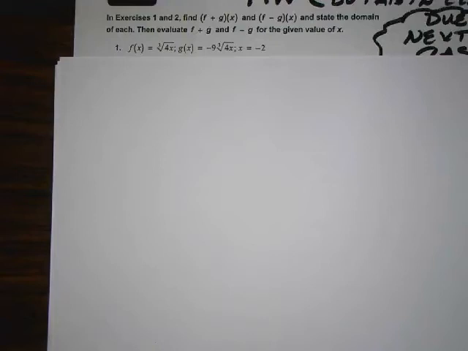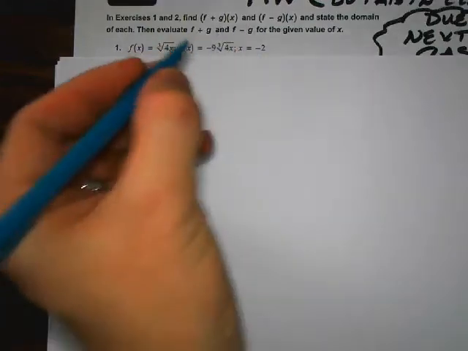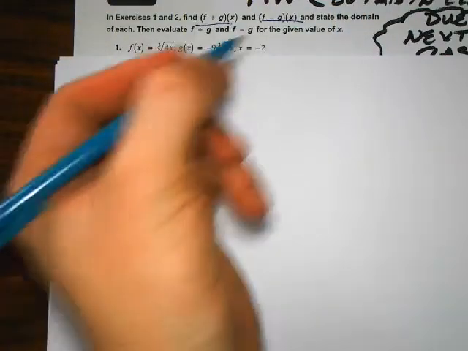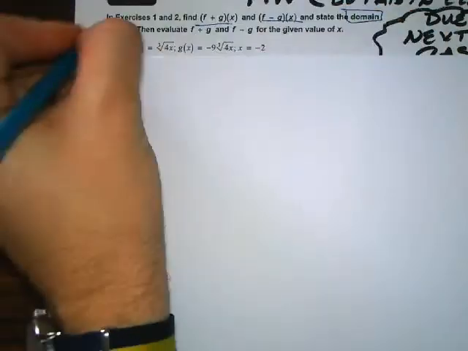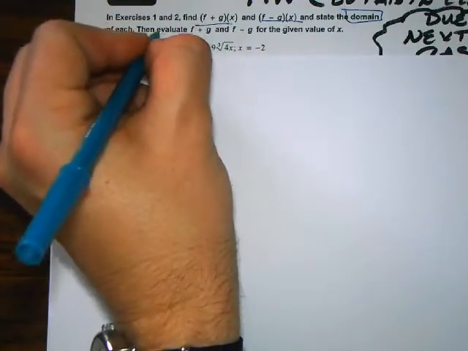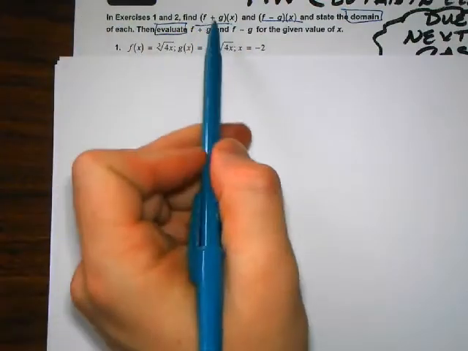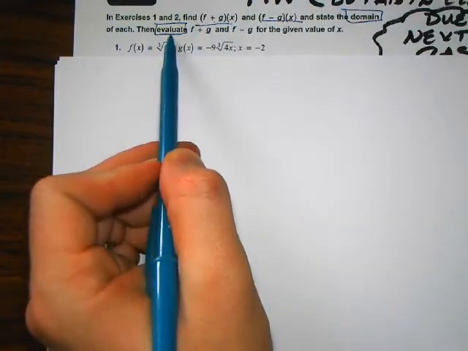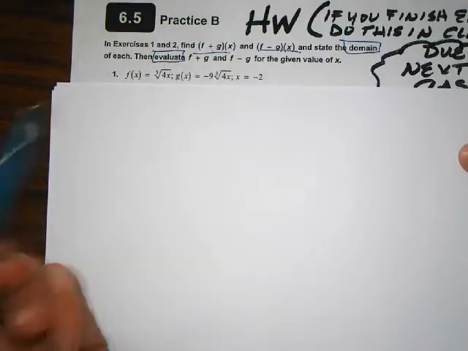Alright guys, so we're going to do addition. From our functions on number 1, we'll do subtraction, and then we're going to have to talk about the domain, and then we're going to evaluate. So add, then subtract, do domain, and then evaluate. So we got 4 things to do for each of these problems.